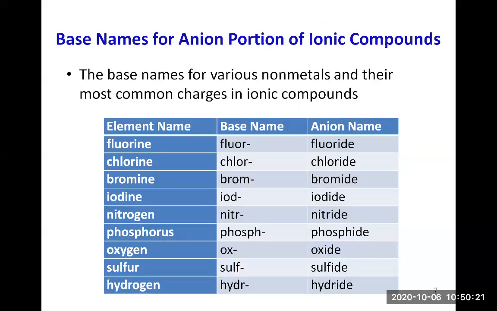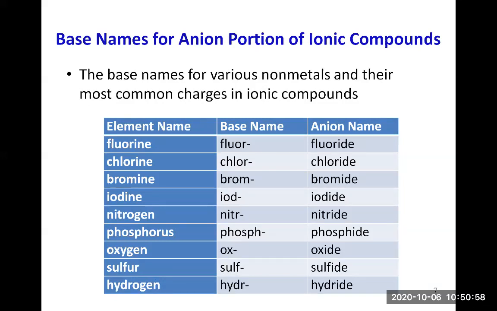Now the base names for the anion portion of the ionic compound are as follows. Fluorine, the base name is fluor, and you change the ending to "ide", and that's fluoride. Chlorine, the base name is chlor, and that's the chloride ion. Bromine, the base name is brom, and it becomes the bromide ion. Iodine, the base name is iod, and with the "ide" at the end, it's iodide.